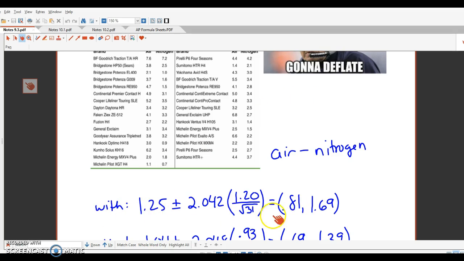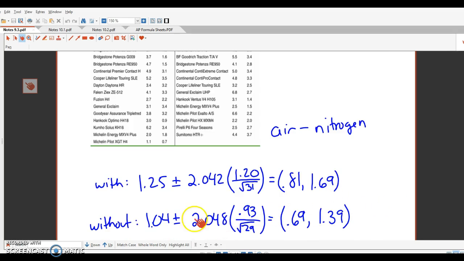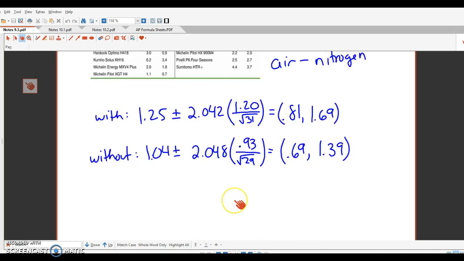So with those, I end up getting an interval between 0.81 and 1.69. If you remove those 2 outlier data points and look at the rest of them, okay, so only 29 instead of 31, you have a smaller average difference, smaller deviation. You have a smaller t-value since my degrees of freedom is less, and you end up getting a lower interval in terms of your estimate for how much of a difference in air pressure you would lose in the 2 treatments.